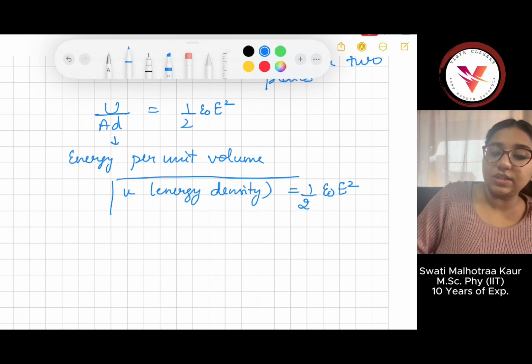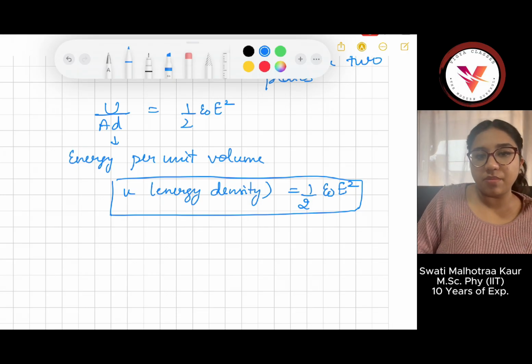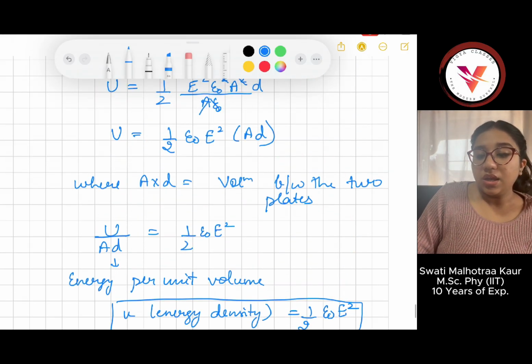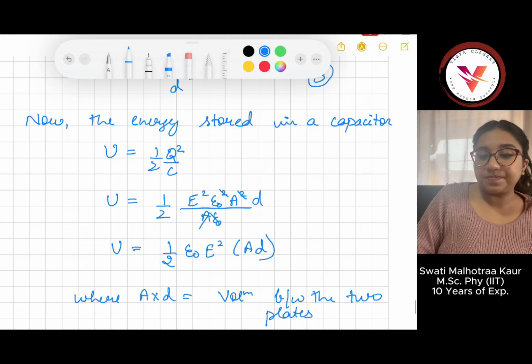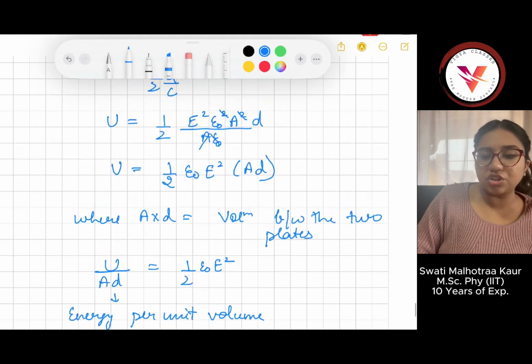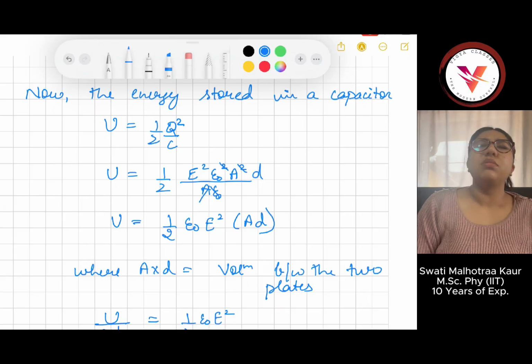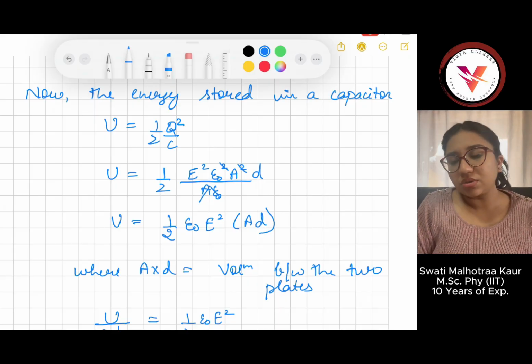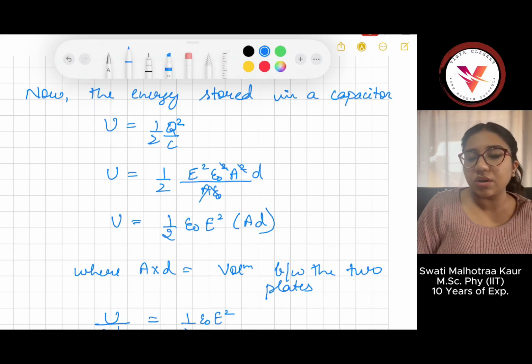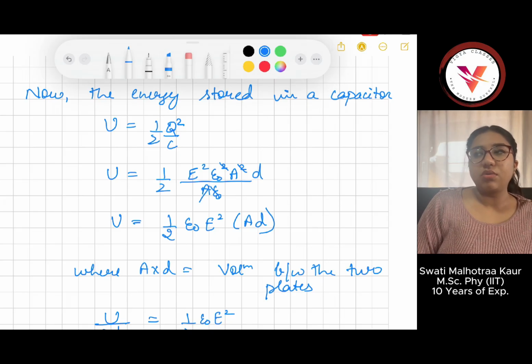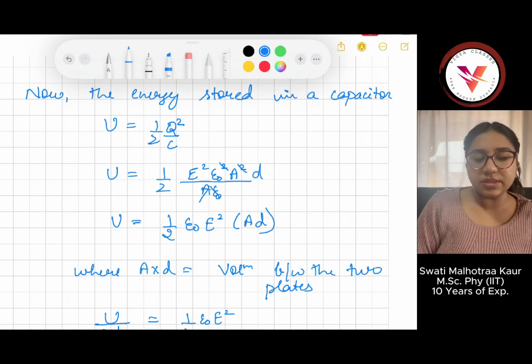So you can see that all the derivations follow the same format as for capacitance. The derivation of the energy, half CV square, is not in the course. Even for the series and parallel combinations, I don't think that derivation is that important, because if they want to ask, they will give you numericals. So this much.